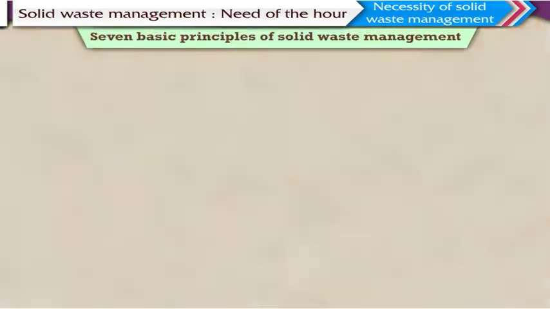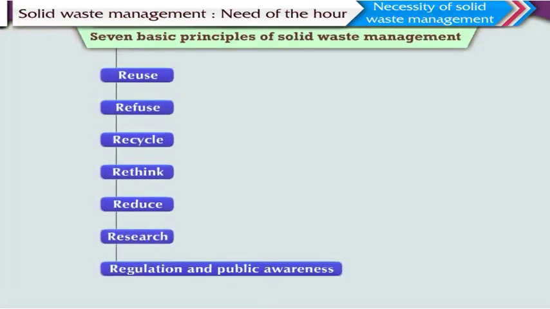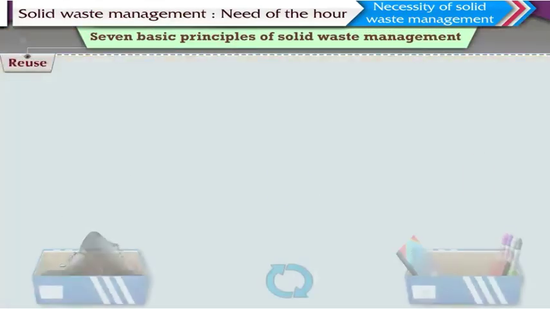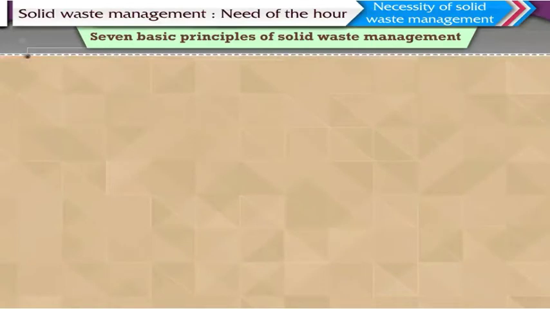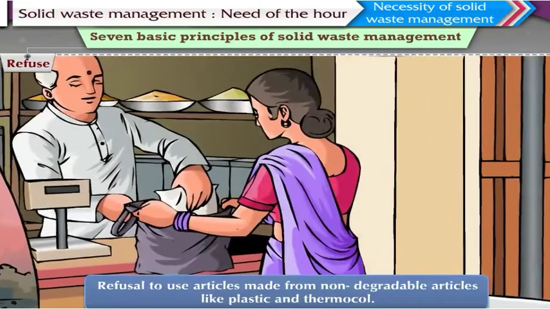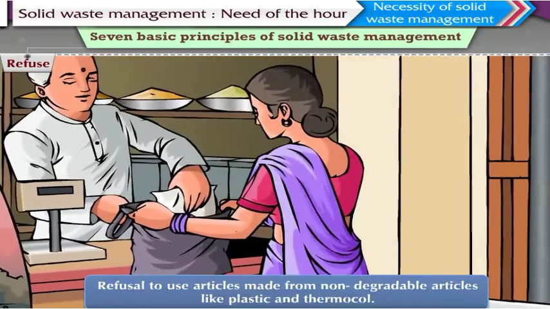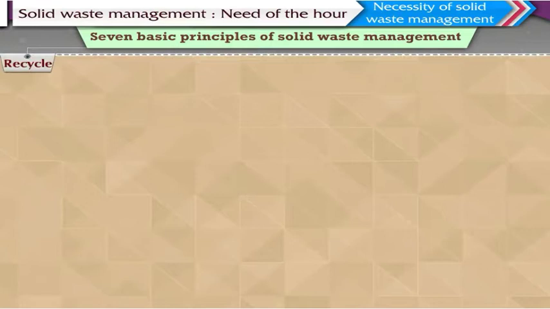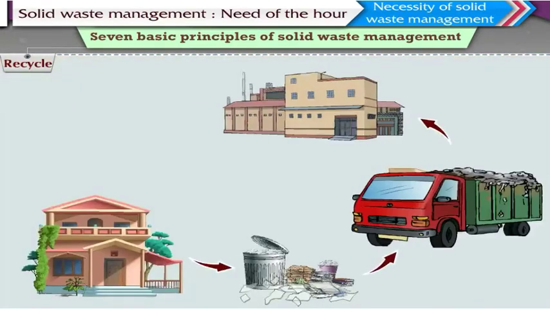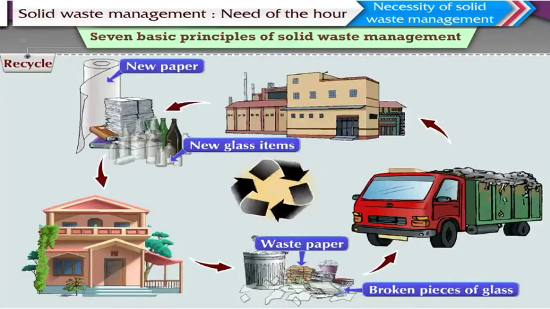There are 7 basic principles of solid waste management. Reuse. After use, the materials should be reused for some other purposes. Refuse. Refusal to use articles made from non-biodegradable materials like plastic and thermocol. Recycle. Production of useful articles by recycling solid wastes. For example, paper and glass can be recycled.